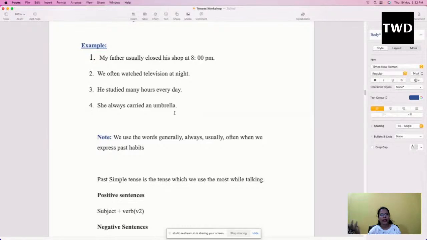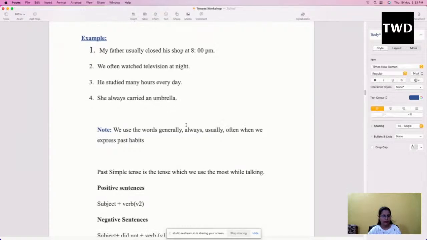Sometimes you talk about your childhood to somebody, maybe to your friend or maybe to any kid. At that point of time, you frame sentences under simple past because you are talking about your past habits. And the moment you talk about your past habits, you have to use words like generally, always, usually, often. So for example, when I was a child I usually used to play cricket. Generally I used to go to my uncle's home when I was a child. So like this you are talking about your past habits.